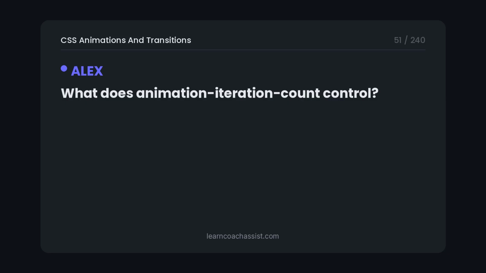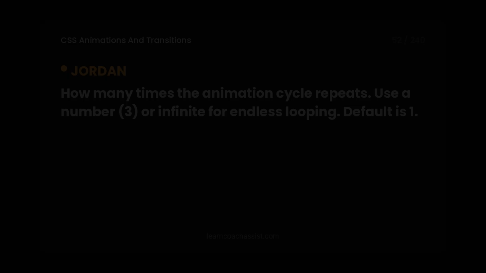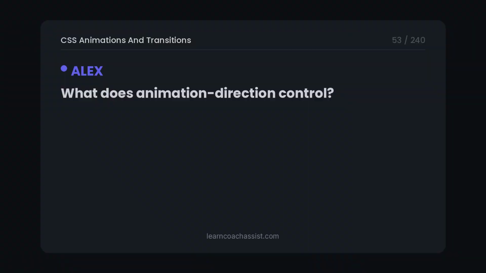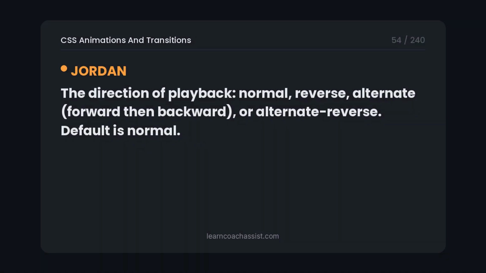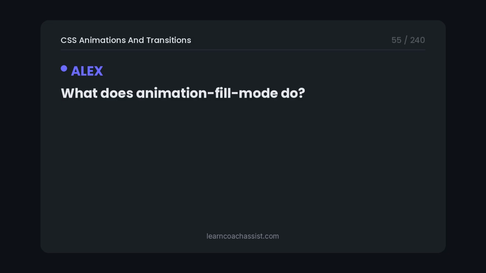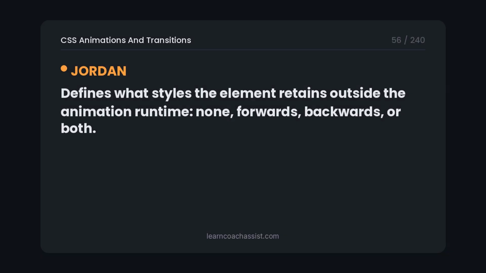What does animation-iteration-count control? How many times the animation cycle repeats. Use a number, 3, or infinite for endless looping. Default is 1. What does animation-direction control? The direction of playback: normal, reverse, alternate (forward then backward), or alternate-reverse. Default is normal. What does animation-fill-mode do? Defines what styles the element retains outside the animation runtime: none, forwards, backwards, or both.